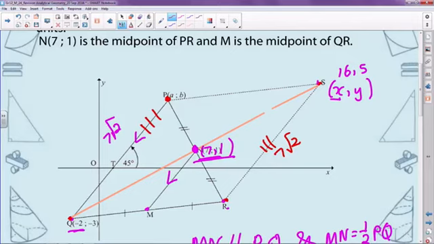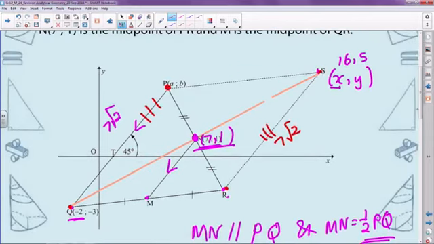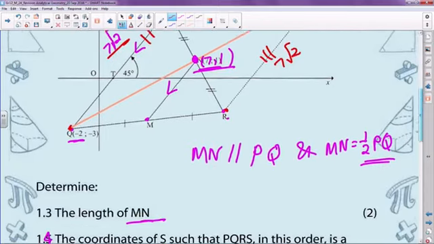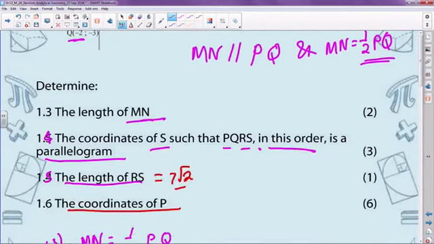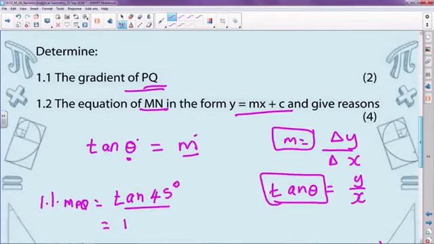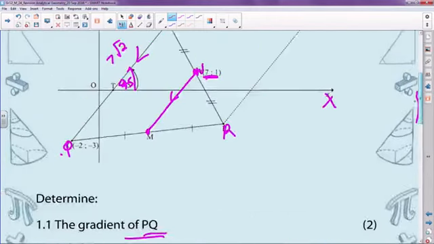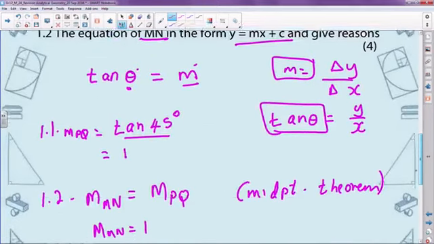Well, for one, we know that PQ has a length of 7 square root 2, and there's a distance formula I can use to work out that length PQ. We know that the gradient of line PQ is 1, and we also know that the point P lies on the line PQ, which we already have the equation of. Remember, we worked out the equation of that line. In fact, I'll just go back and show you. We worked out the equation of line MN, so it wasn't PQ.